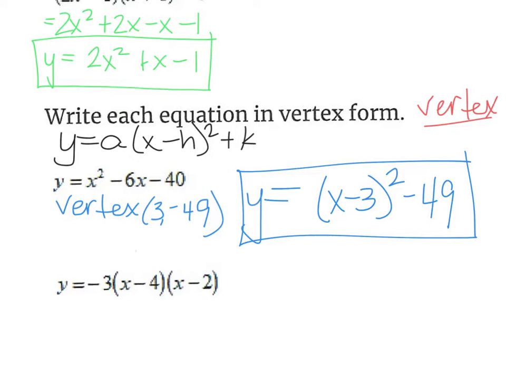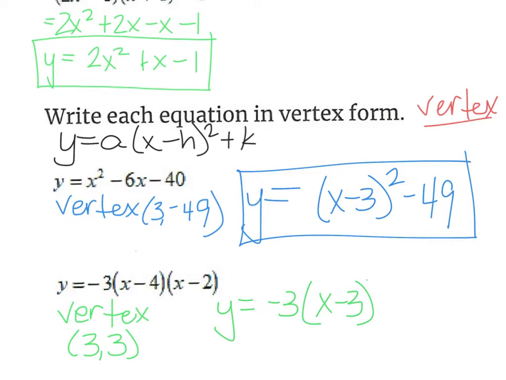Do the same thing on this last problem. Graph and find the vertex. You're going to see that the vertex is the max this time. It's the top of the parabola. And you get 3, 3 for the vertex when you graph it. I'm going to put negative 3 in for a, 3 for h, and 3 for k. My equation is y equals negative 3 times x minus 3 squared plus 3.